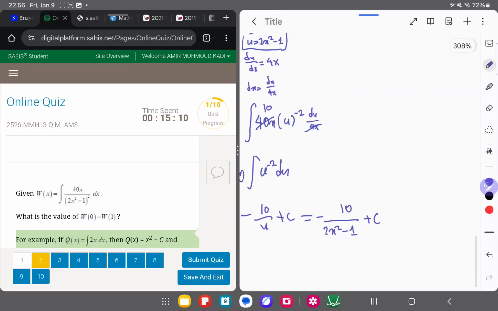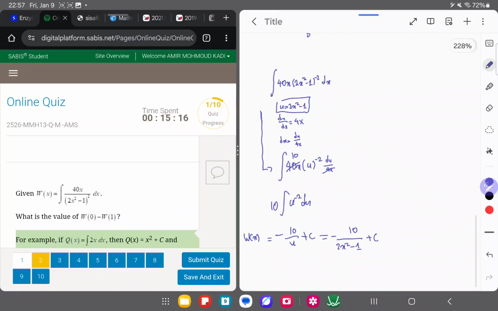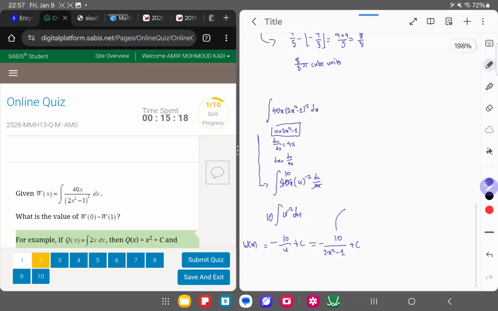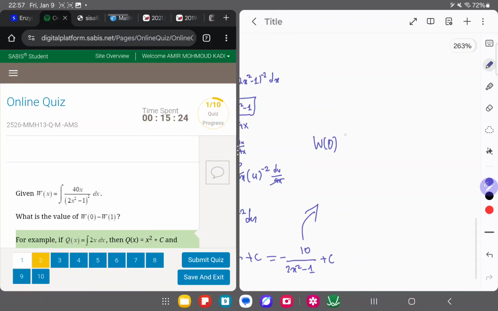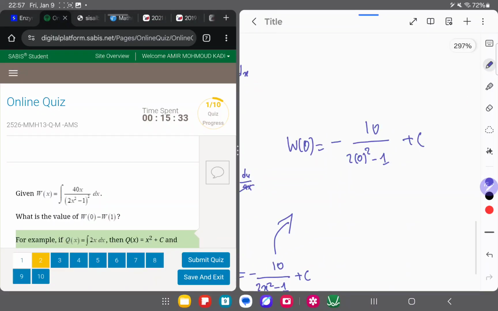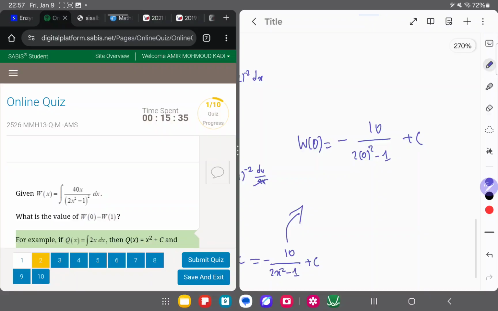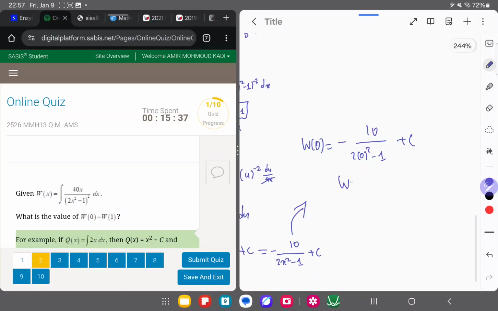Now they're asking for w(0) minus w(1). So what we do, we set x equal to 0, and then we set x equal to 1. w(0) is minus 10 over 0 to the power 2 minus 1, plus c. This will be equal to 10 plus c. w(0) is equal to 10 plus c.